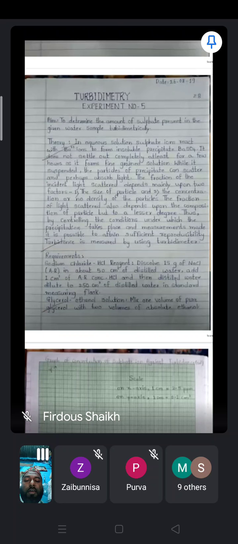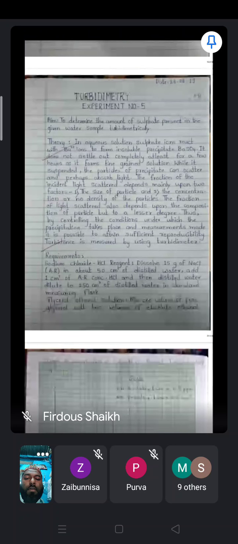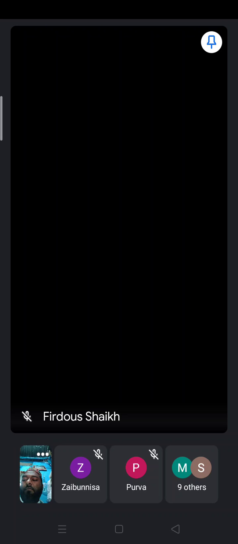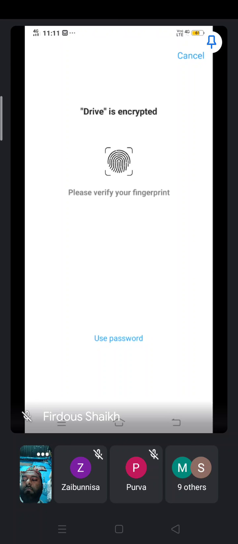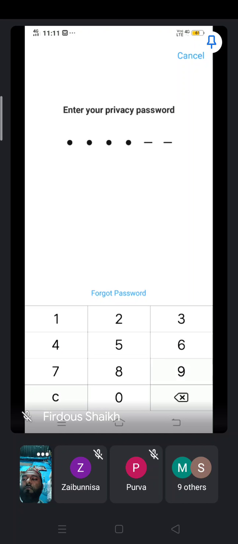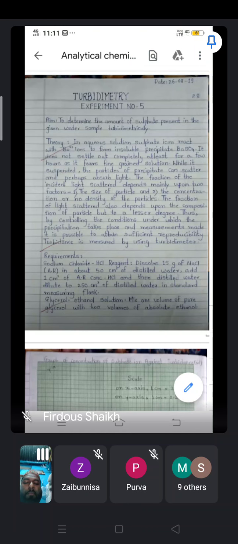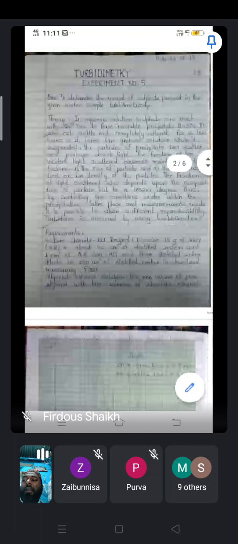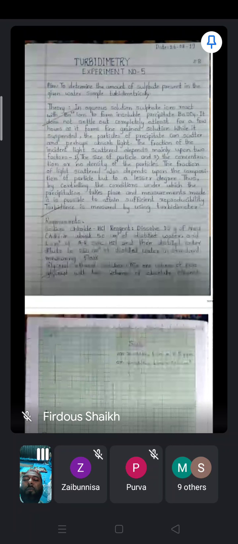What are the requirements? We require the sodium chloride HCl reagent. We have to dissolve 50 gram of NaCl in about 50 cm cube of distilled water. Then we are going to add 1 cm cube of concentrated HCl, and then dilute it to 250 cm cube with the help of distilled water in the standard measuring flask.